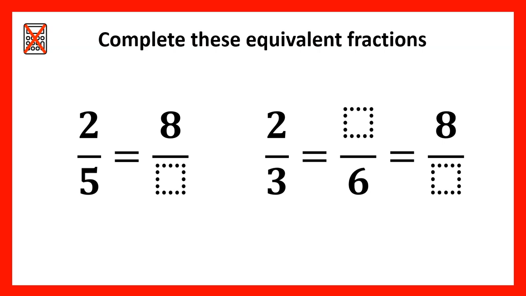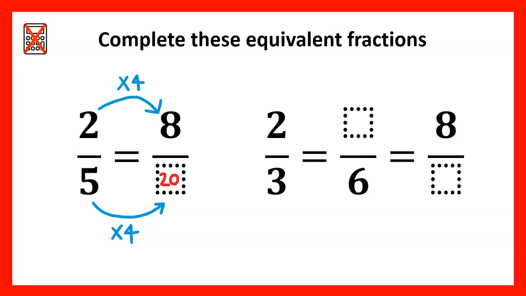It's also possible to find equivalent fractions by multiplying the numerator and denominator by a common number. For the first example, we can see that the numerator has changed from 2 to 8. This means that we must have multiplied by 4, and you can find an equivalent fraction, in this case by multiplying the denominator by 4 as well. So 5 times 4 is 20, so 2/5 is equal to 8 over 20.